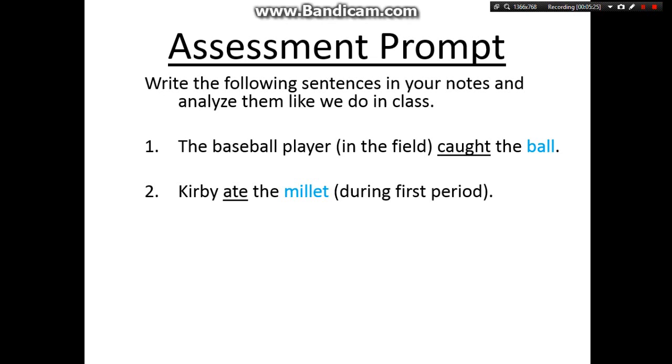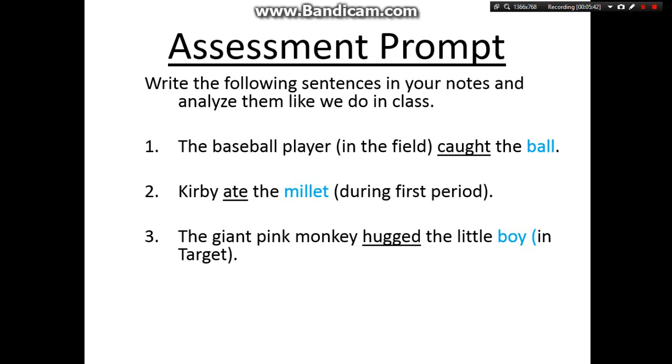Kirby ate the millet during first period. All right, during first period is your prepositional phrase. You know there's nothing of importance in there. Ate is your verb. Ate is definitely an action verb. And what did he eat? He ate the millet, which is your direct object.